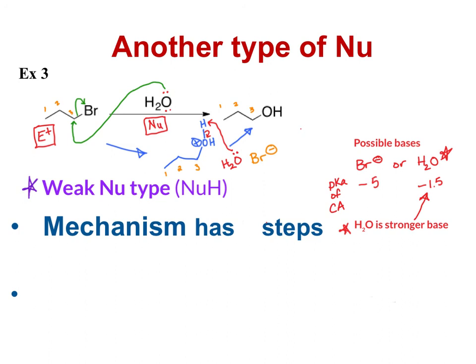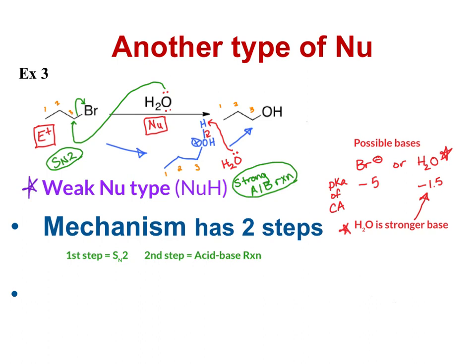As I said before, the weak nucleophile type is going to be a little bit different. The main difference is that the mechanism for this type of reaction has 2 steps, whereas the previous one just had one thing happening. For the other one, we just had the SN2 reaction part, which was the very first step of this one. But this one has an SN2 part, that's the first part, and then the second step would be the acid-base reaction part. So that's this one right here.